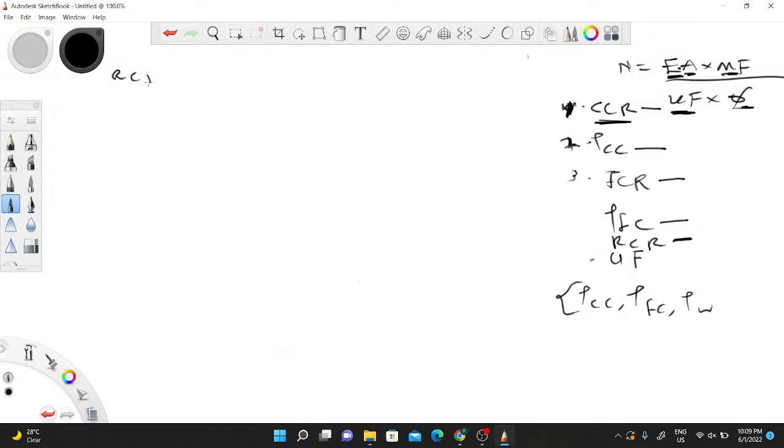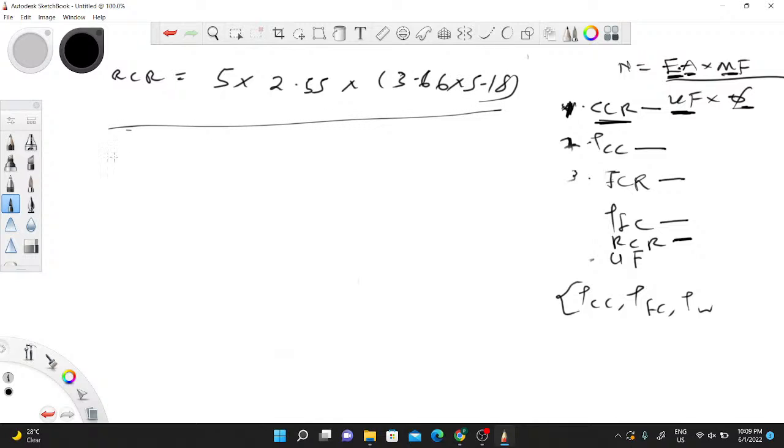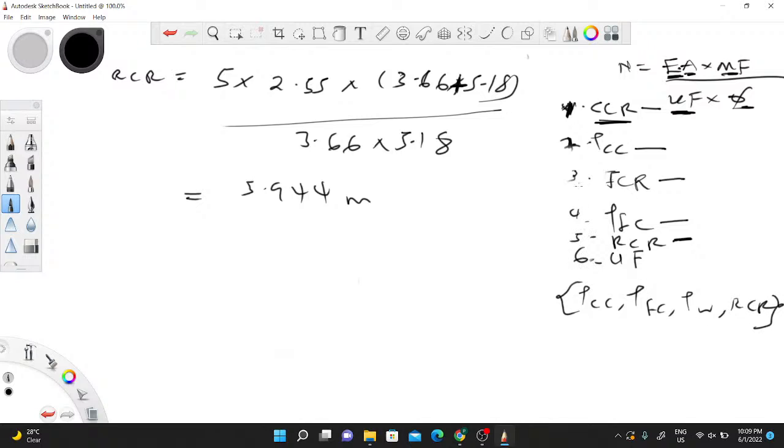So RCR is given by 5 times HCR, that was 2.55, times (3.66 plus 5.18) over the product of 3.66 and 5.18. So we'll get our RCR to be 5.944 meters. You can write these steps down. Myself, I think I'll take notes after. I'm teaching myself too.